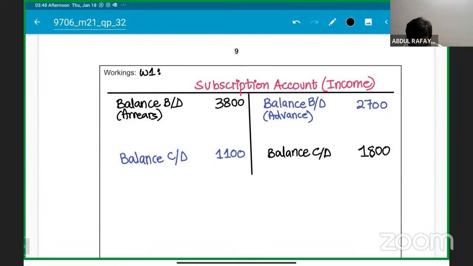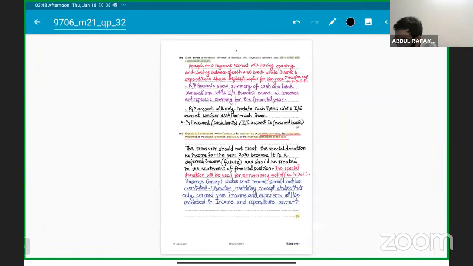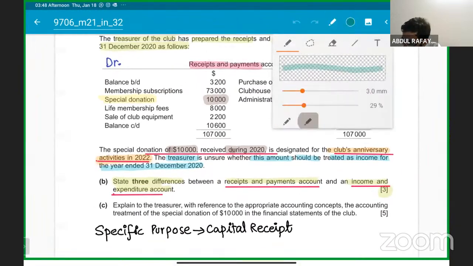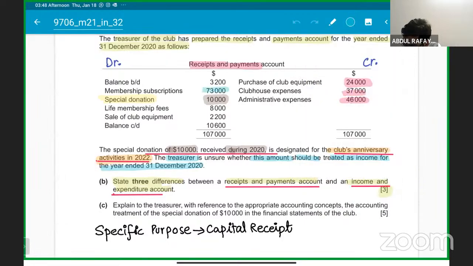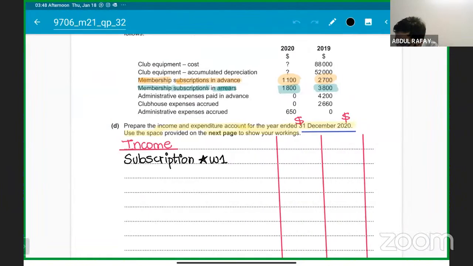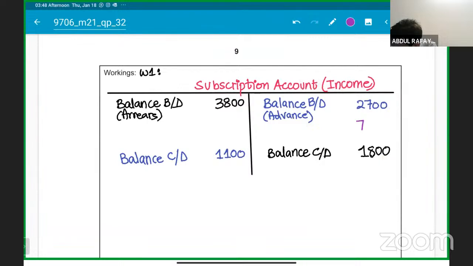Let me know if this is clear. Any problems, any doubt? So, first thing, always remember you do this in the subscription account. Then we need to understand how much subscription is received during the year. We can clearly see the receipts and payments account is being debited, which means the bank account is being debited. So the subscription account will be credited by 73,000. This is how much is received from the receipts and payments account. Is everyone clear?